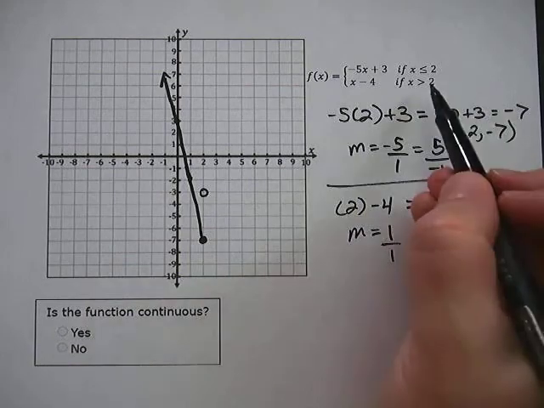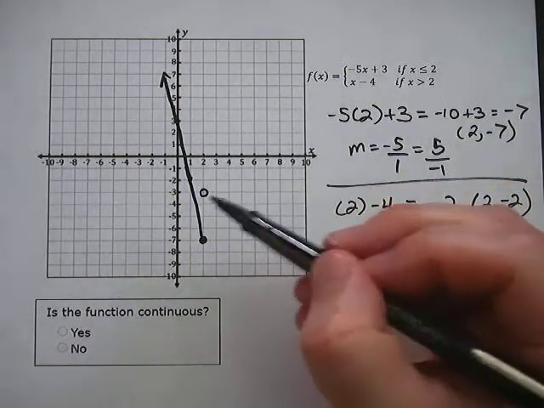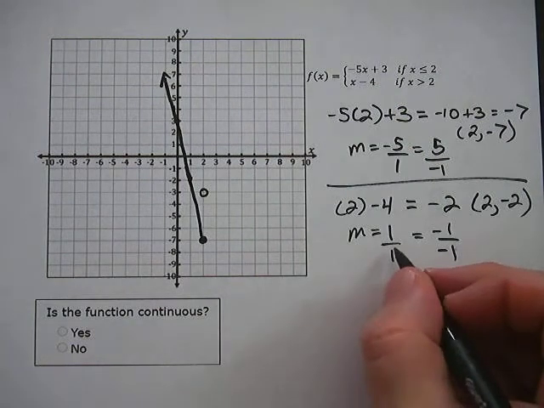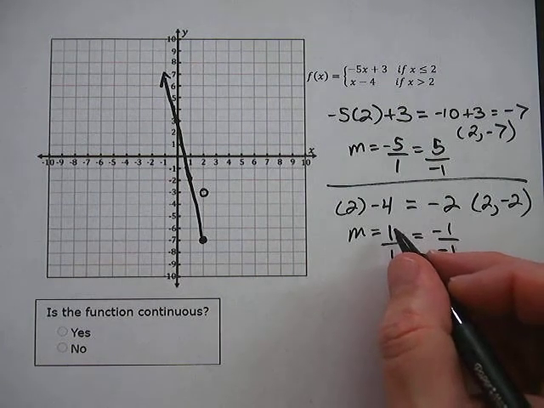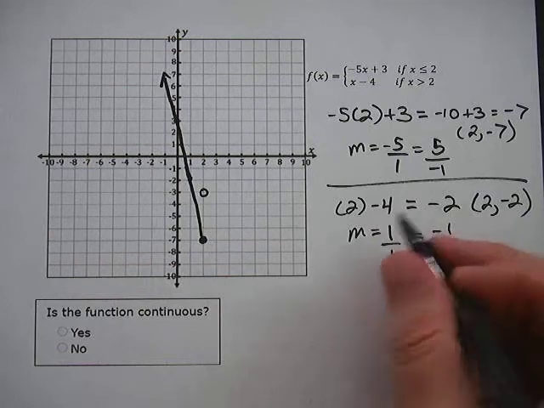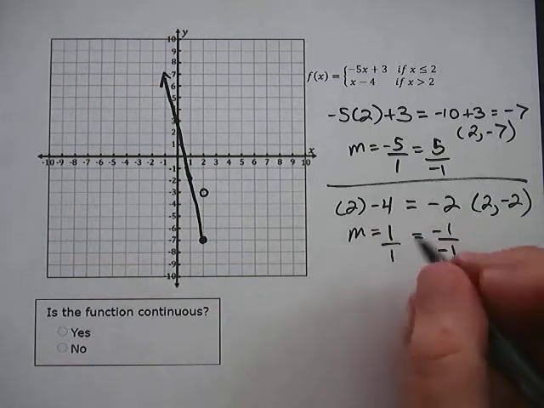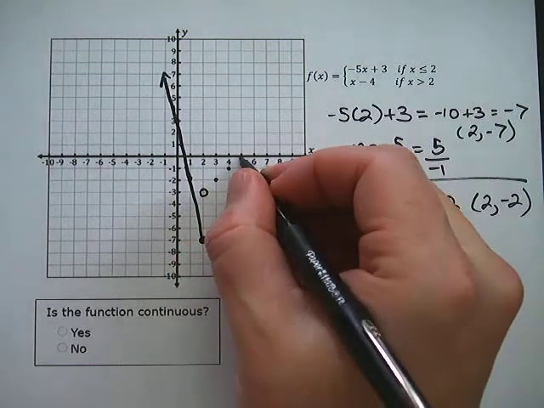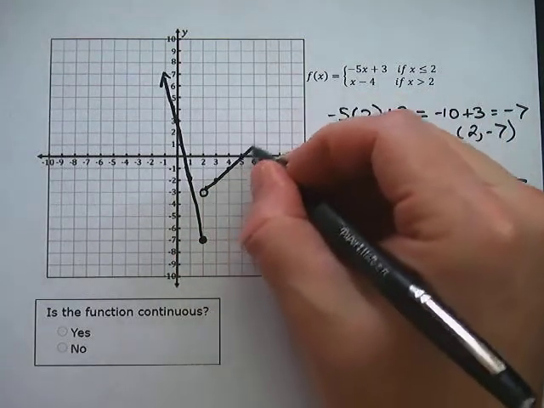Now, this says greater than 2, which means I want to be to the right of this point, to the right over here. Okay, so rise over run, one up, 1 right. So this is the one I want to use because I want to be to the right. So I go 1 up, 1 over, like this. So the graph corresponds to this line.